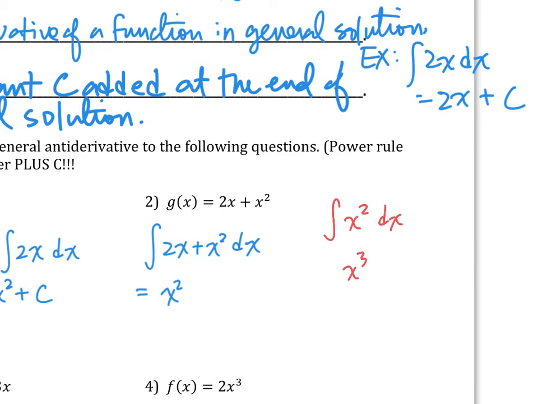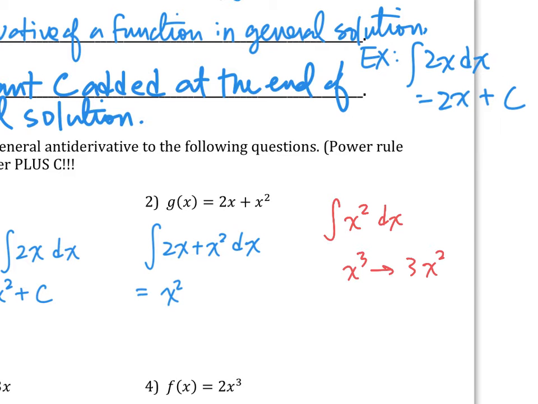So we're going to guess. We're going to do this thing called a guess and check. So we're going to guess that it's going to be x cubed. But since it's a guess, I need to double check my answer. So I'm going to take the derivative there. And then I can see that, oh yeah, I got that x squared. That's good. But I have an extra 3 that I don't want.